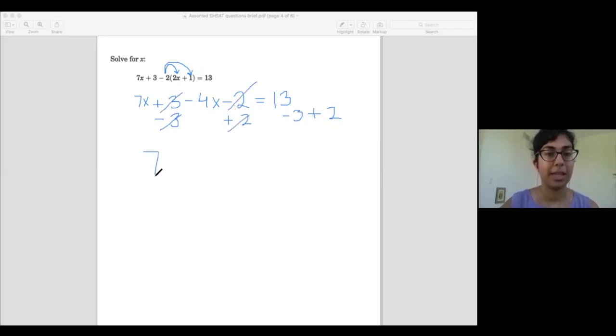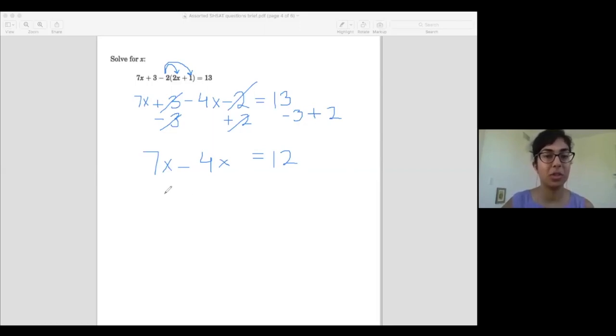And I'm going to end up with 7x minus 4x equals 13 minus 3 plus 2. I'm just going to do that in my head, right? That's 10 plus 2, that's 12. So 7x minus 4x equals 12. We've combined all the non-x terms.